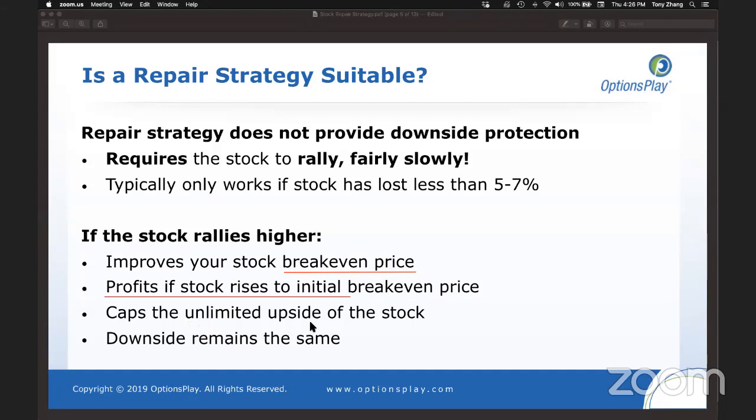Now, this does cap the upside of your stock. So traditionally, when you buy a stock, you have unlimited upside. When you put on a repair strategy, you cap that unlimited upside. So you are giving away some upside of your stock to put on this repair strategy. And lastly, I want to continue to make sure that everyone understands that your downside remains the same. When you put on a repair strategy, you're not protecting any downside. So if the stock continues to move lower, you'll still lose more money. So keep that in mind when you're putting on a repair strategy.